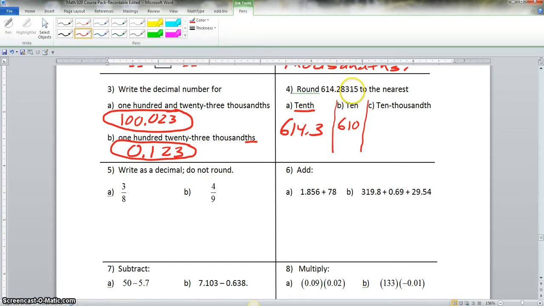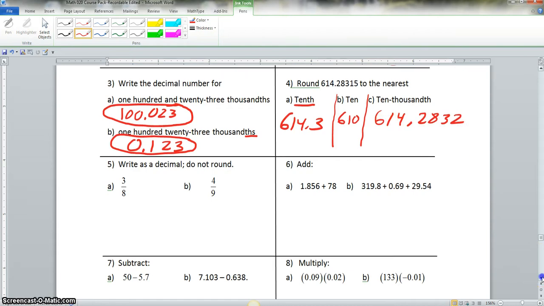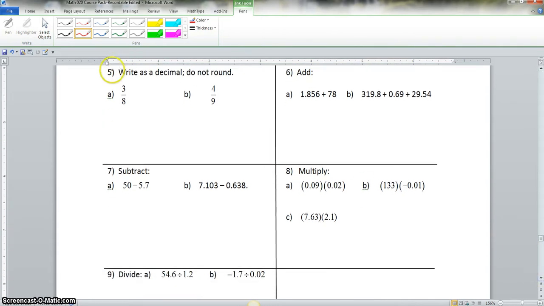Now the 1 is in the 10,000s place, so we look to the right of that 1, which is a 5. So then that means that we will add 1 to this 1. So it'll be 614.2832. And that will be the final answer for number 4. Now we come to number 5.